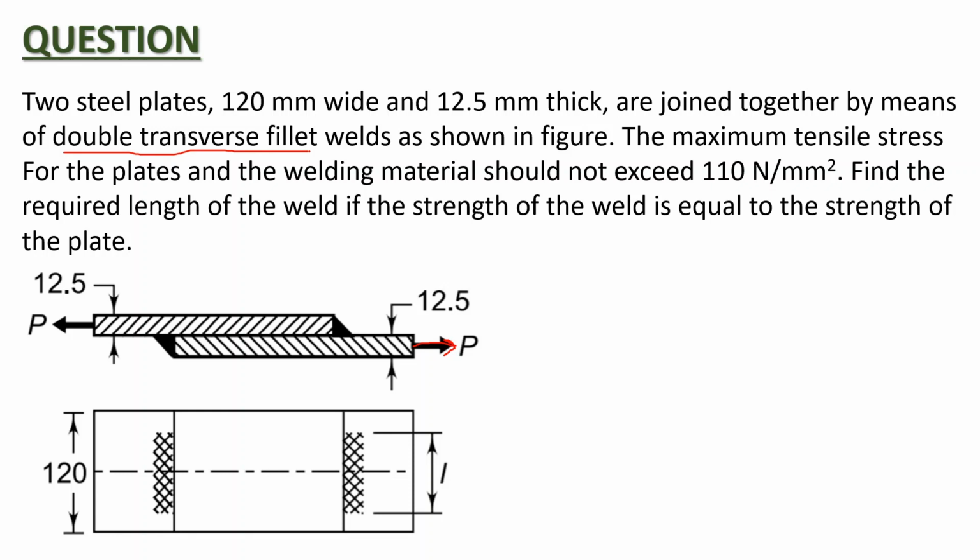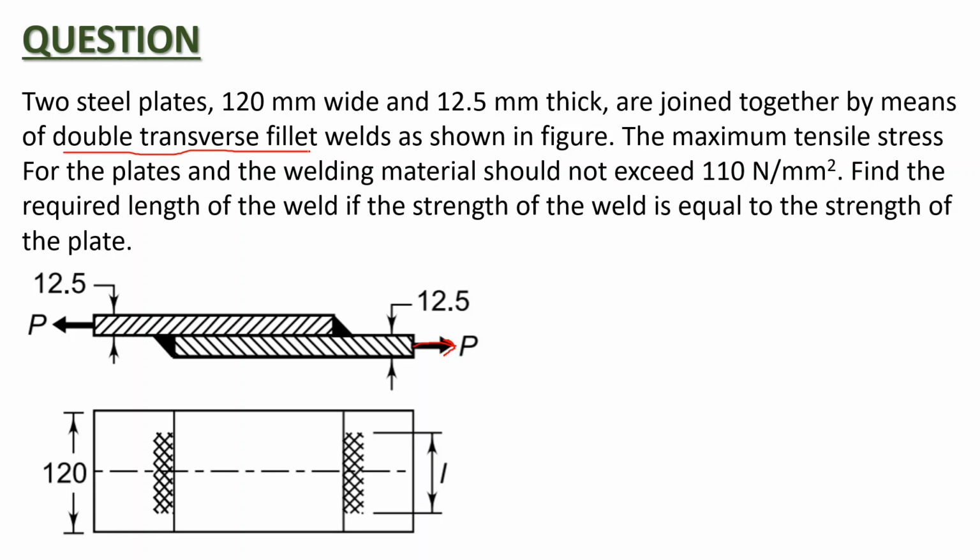So this question says that two steel plates 120 mm wide and 12.5 mm thick are joined together by means of double transverse fillet weld as shown in the figure. The maximum tensile stress for the plates and the welding material should not exceed 110 megapascal. Find the required length of the weld if the strength of the weld is equal to the strength of the plate. This last line is very important, and we will see in a moment why this line is very important.